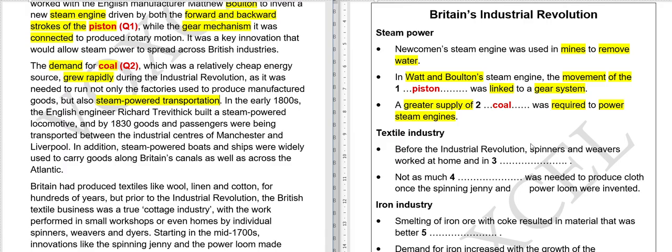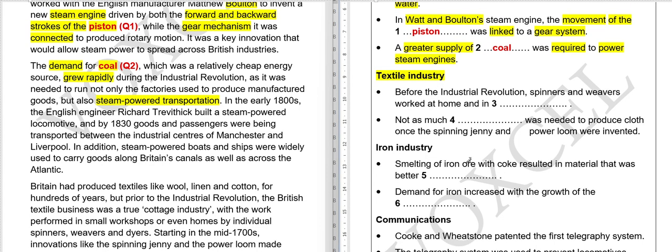Moving forward to the third question, textile industry. Now here we were reading about and finding questions about steam power, and for this we will find about textile industry. Third question. Before the Industrial Revolution, spinners and weavers worked at home and in something. Okay, so we will have to say before the Industrial Revolution, not after. So, what happened before the Industrial Revolution was there?